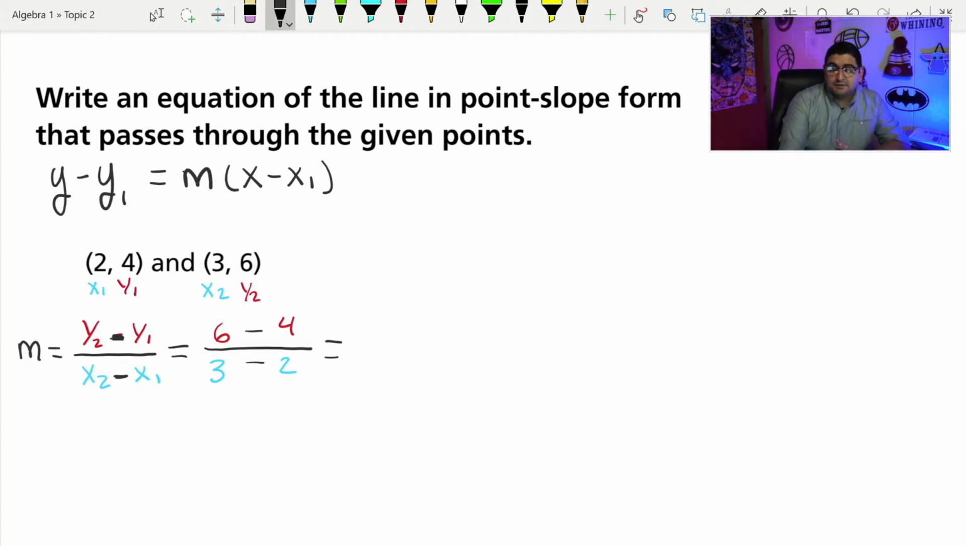And I go ahead and just add and subtract. 6 minus 4 is 2. 3 minus 2 is 1. 2 divided by 1, I end up getting 2. So now I know my slope is 2.